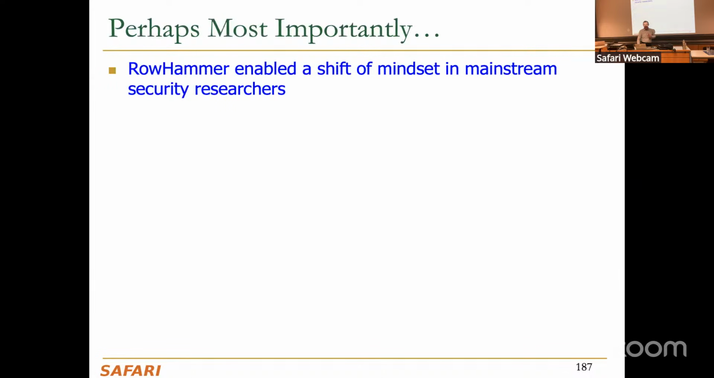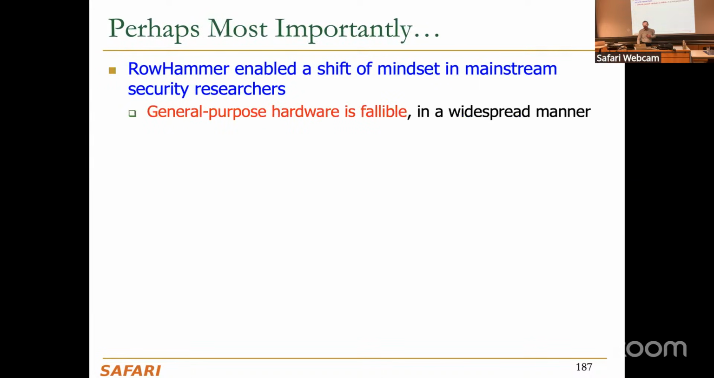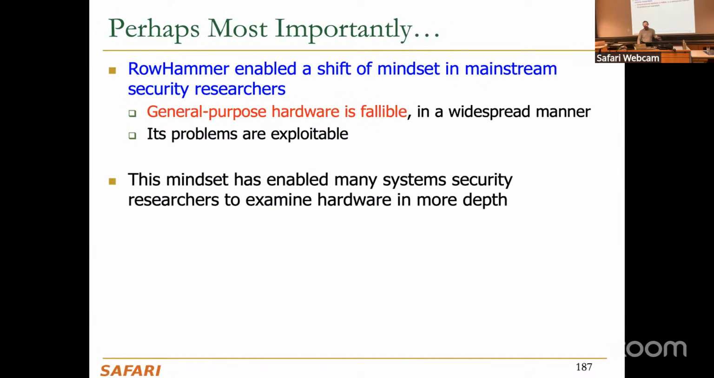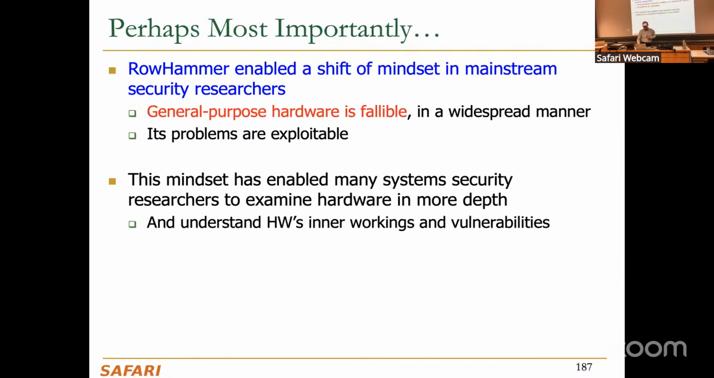So essentially, RowHammer enabled a shift of mindset in mainstream security researchers. It enabled them to think that general purpose hardware, which is in all computers, is fallible, right? And its problems are exploitable, and they were able to exploit it. And they actually started exploiting other things, right? So they started understanding hardware's inner workings and vulnerabilities, in some cases much better than architecture researchers, based on the comments that we received.